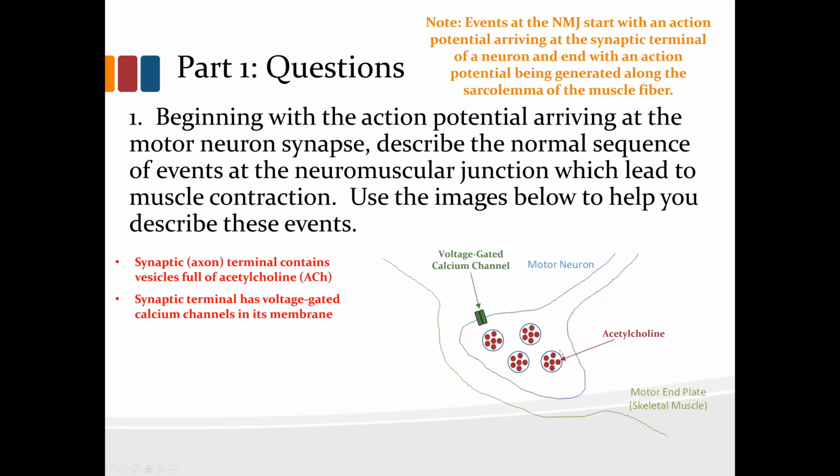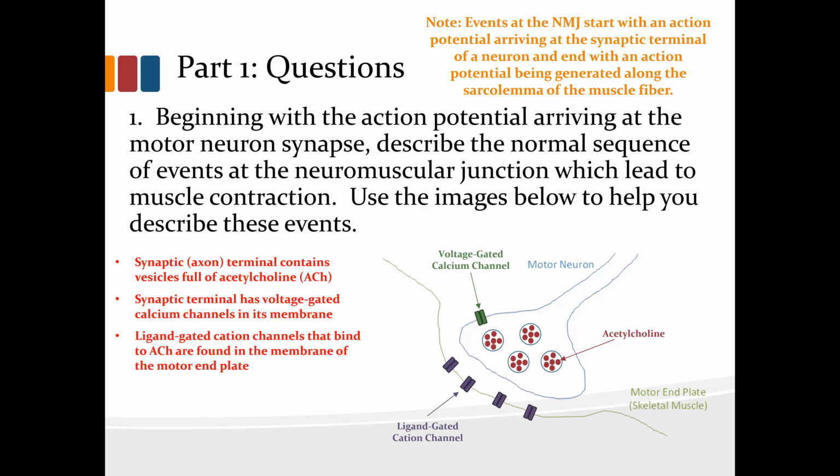We also have some voltage-gated calcium channels embedded in the membrane of the synaptic terminal. There are some ligand-gated cation channels that can bind to acetylcholine, and these are embedded in the membrane of the motor end plate on the muscle cell. And then finally, we have acetylcholinesterase, which is an enzyme that breaks down acetylcholine, and it's just floating around inside the synaptic cleft. So this is our setup. So we've labeled all of the parts that are going to play a role.